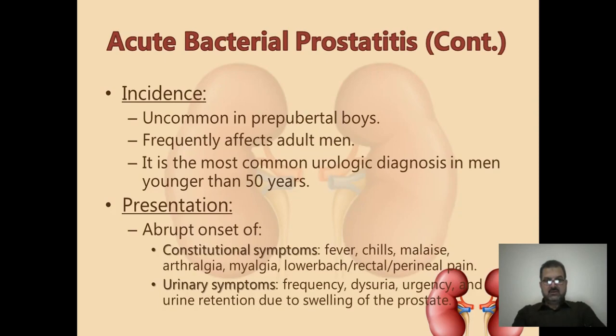Usually patients with acute prostatitis come with fever, chills, arthralgia, myalgia, perineal and rectal pain, and with severe urinary symptoms in the form of frequency, urgency, dysuria, voiding difficulty, up to urinary retention.